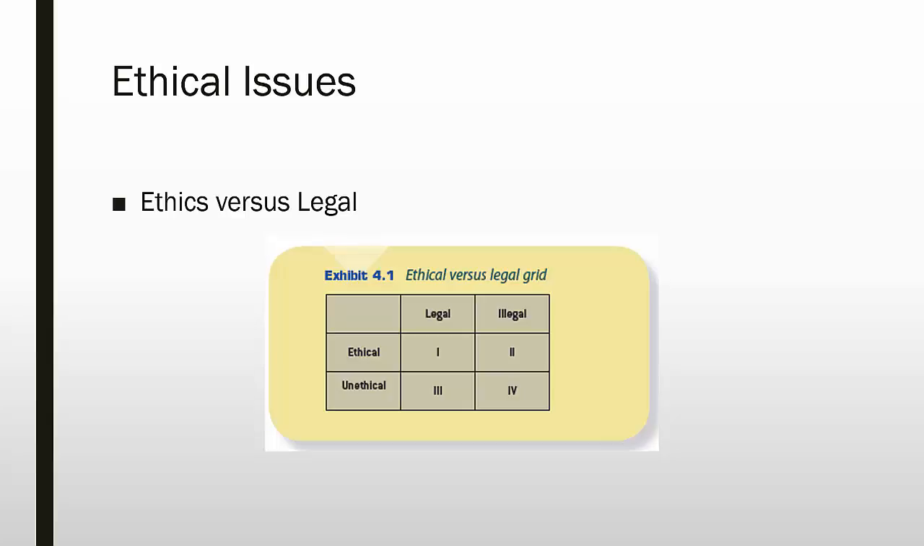Number 4 is a credit card company selling its customers' mailing addresses to its competitors. That also falls into quadrant 3. It's legal, but it doesn't seem very ethical.